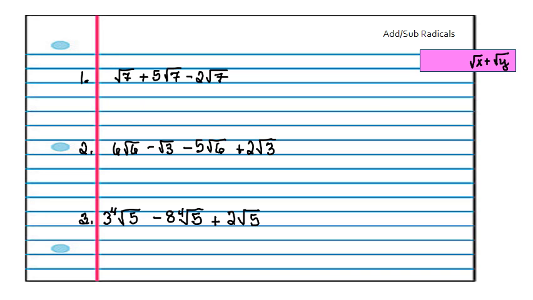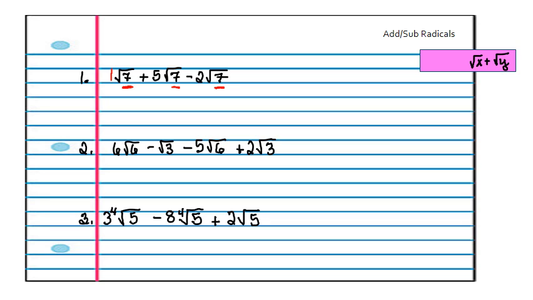When we add and subtract, it always has to have a like radical. That is, the value underneath the radical always has to be the same. So for instance here we have a radical 7, a radical 7, and a radical 7. So therefore we can add them together.